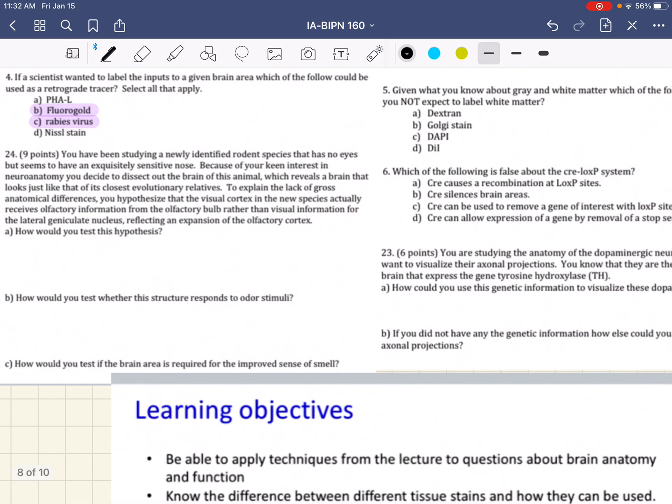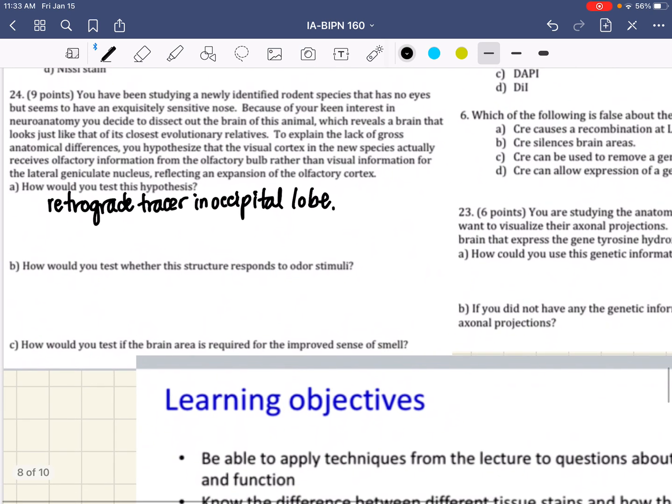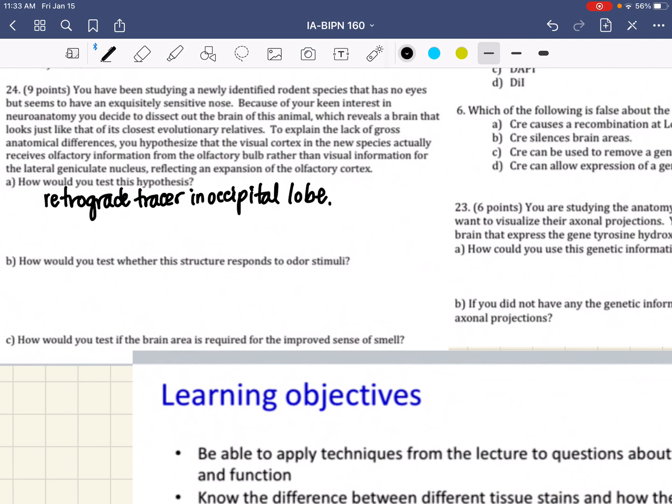Oh, I think this is asking an anatomy type of question, right? It's asking, is the olfactory bulb connected to the occipital lobe in this new species? So what you want to do is inject, I think, a retrograde tracer. So let's write this down. I think this is right. Please email me if it's not. Retrograde tracer in occipital lobe. And then we can see if the projections are coming from the olfactory bulb. If they are, then we know that the olfactory bulb is sending its information to the occipital lobe in this new species.